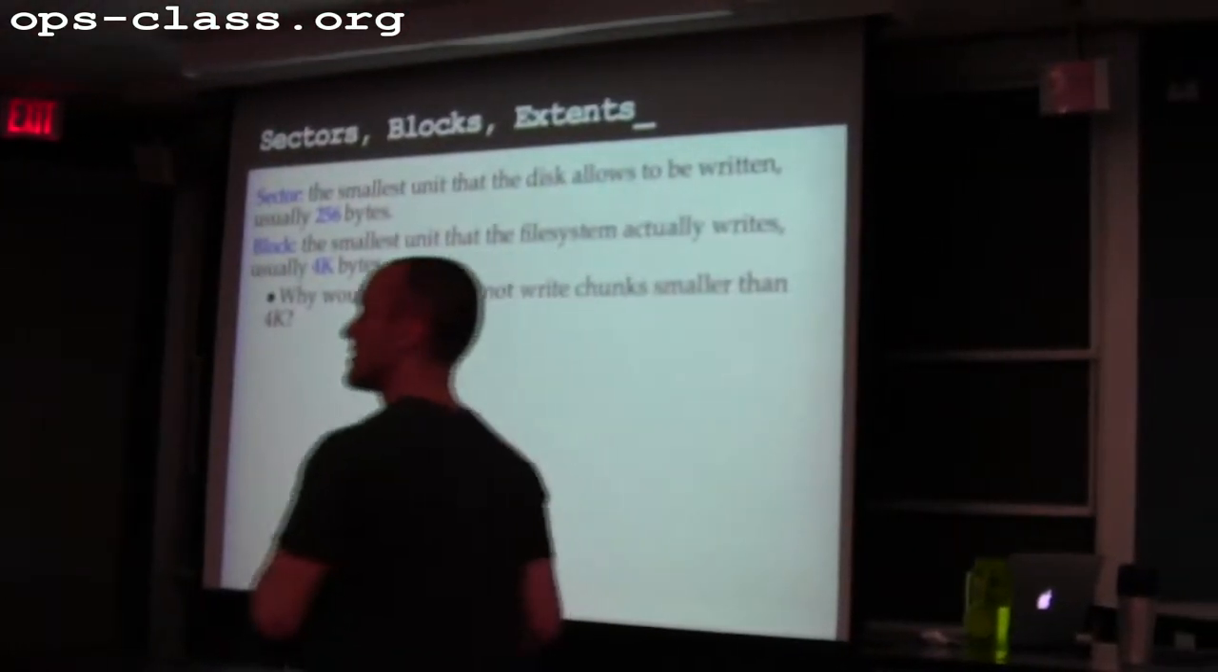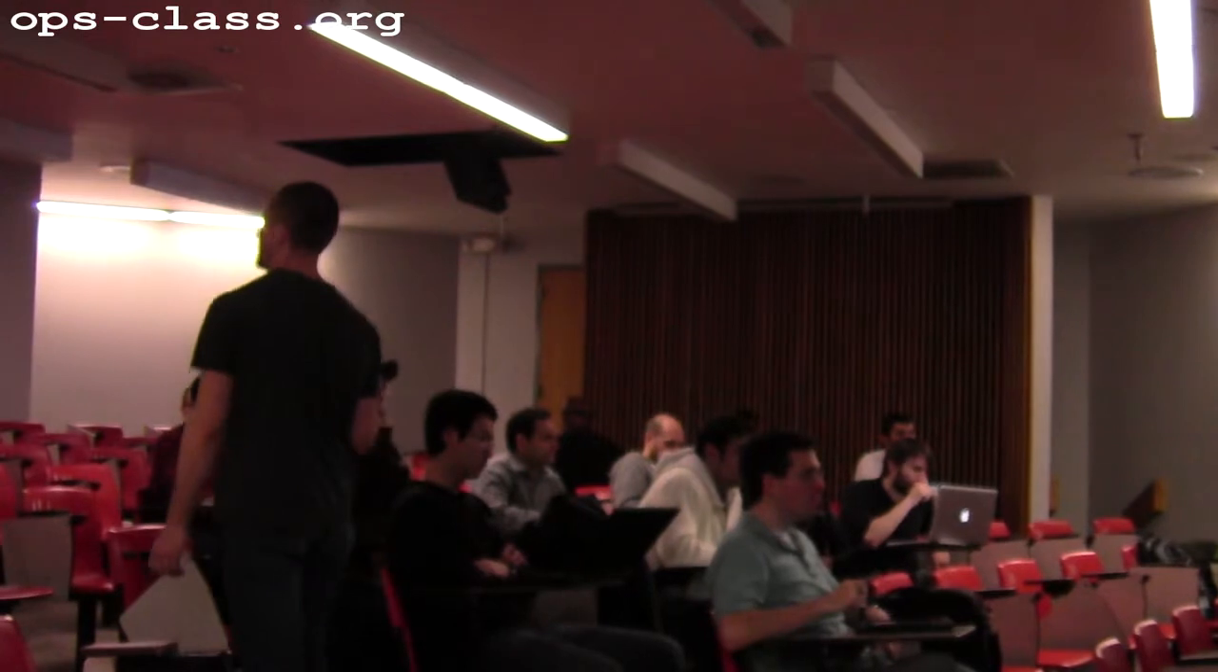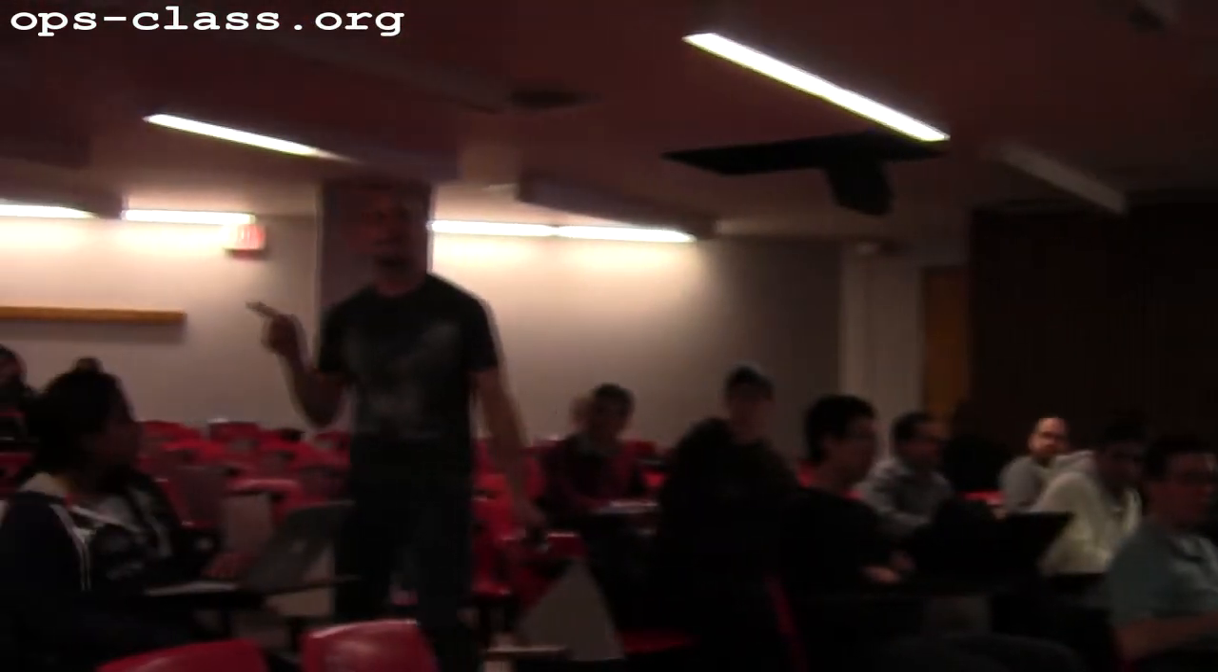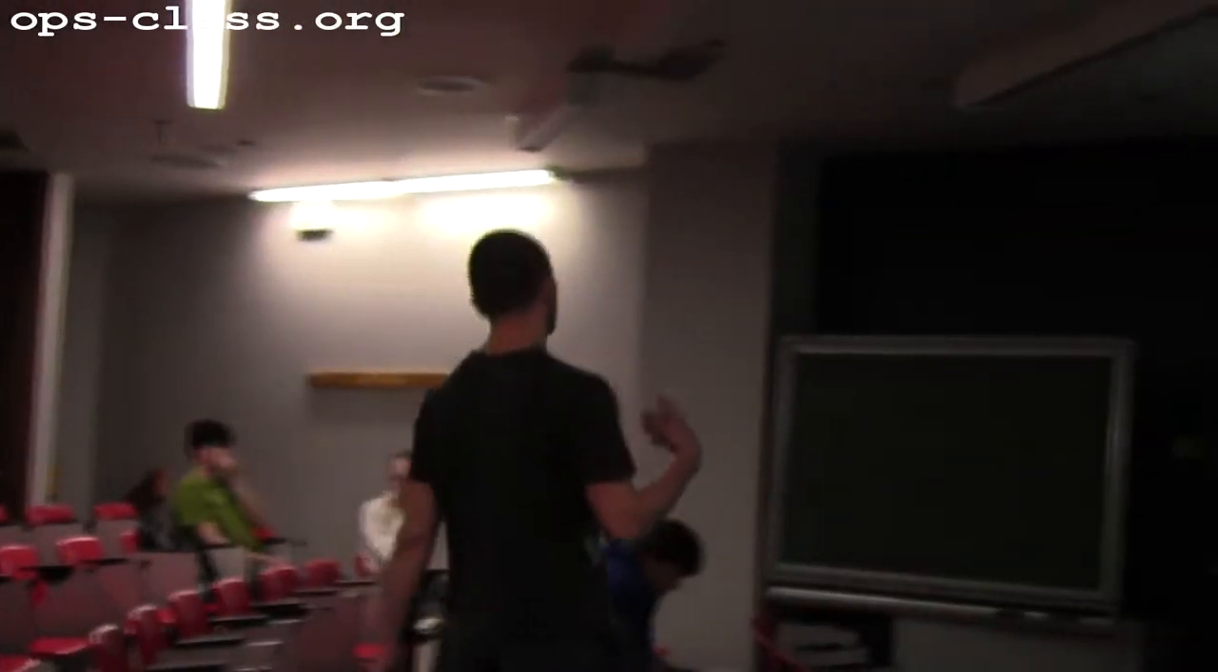So I want to write a large number of sectors because I can stream them out to disk very efficiently, right? What about 4K? Where do you think 4K comes from? Same size as a page. Why? What am I going to do to improve performance?